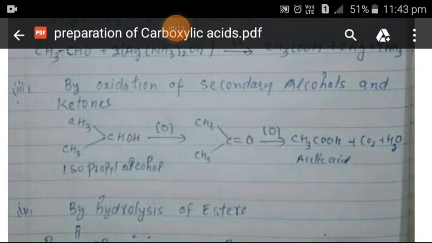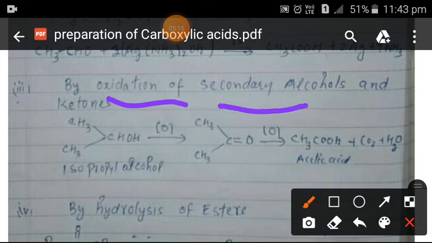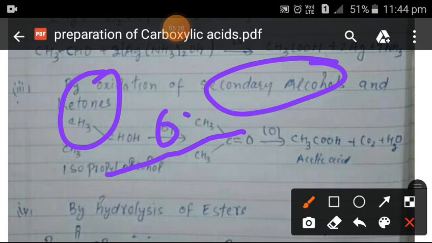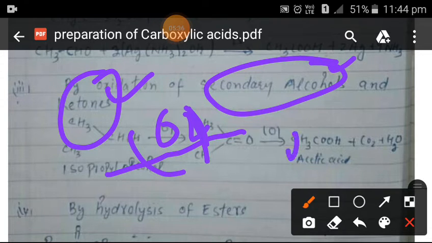Next is by oxidation of secondary alcohols and ketones. You must remember that when we were discussing the oxidation of alcohols or ketones, we discussed that oxidation does not occur under normal conditions. Under normal conditions, these ketones or secondary alcohols resist further oxidation.